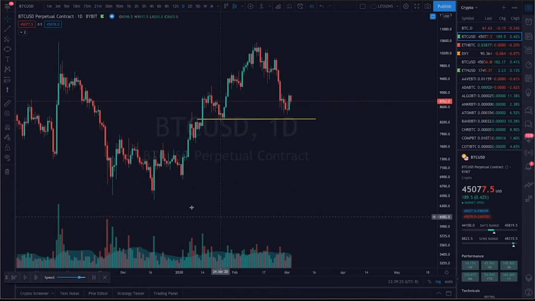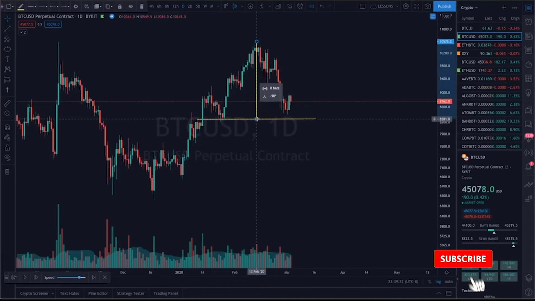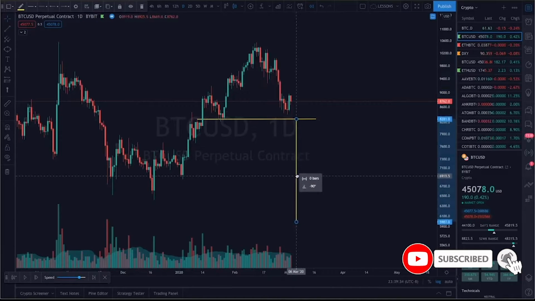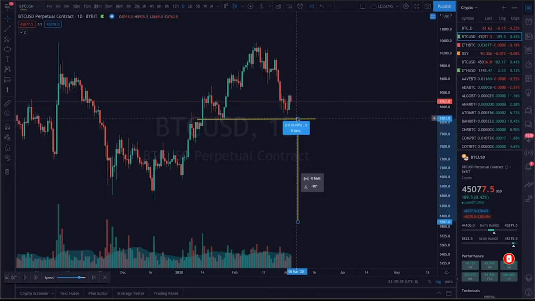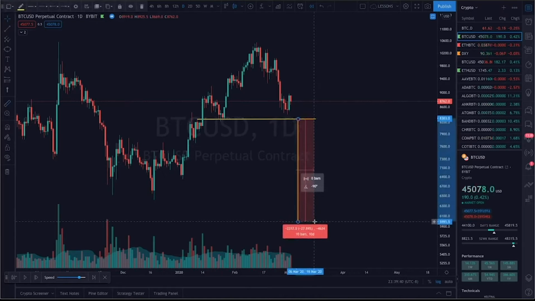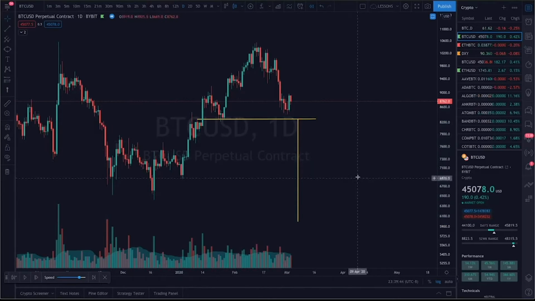So we want to find out some more information about this trade. First we'll start with our measured move. How far down are we expecting this trade to go? Our measured move puts us right about there, which is a 28% move. Not bad, okay? That's at the breakout of our neckline.